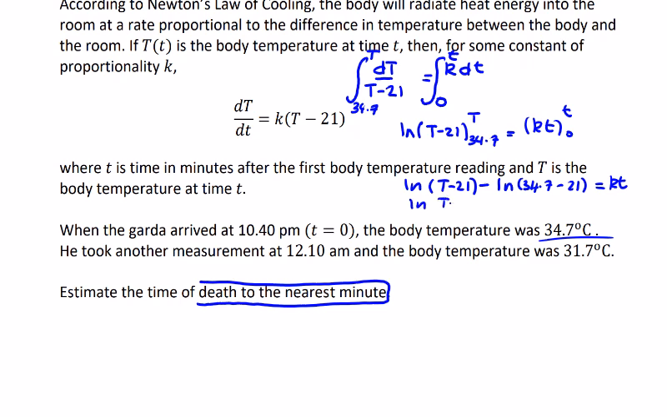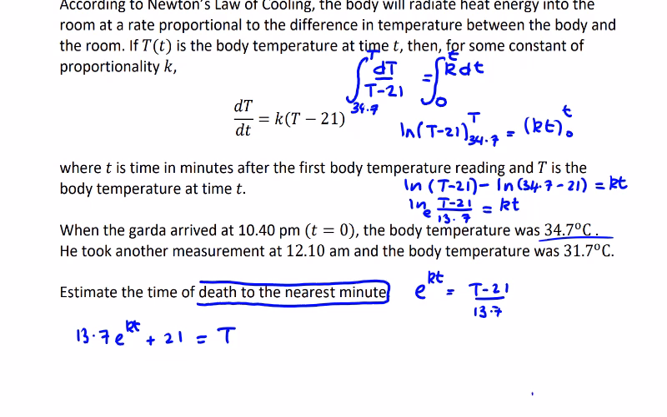So the natural log of T minus 21 over 34.7 minus 21 is 13.7 is equal to kt. We have our base e here, so e to the power of kt is equal to T minus 21 over 13.7. So 13.7 e to the power of kt, and then I'll bring the 21 across, plus 21 equals the temperature at any time.